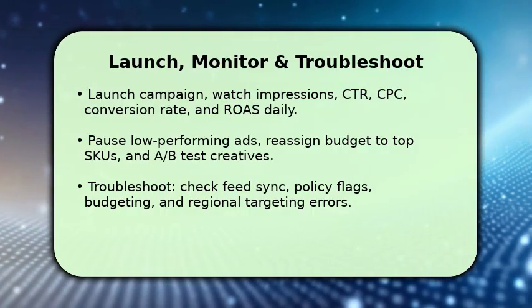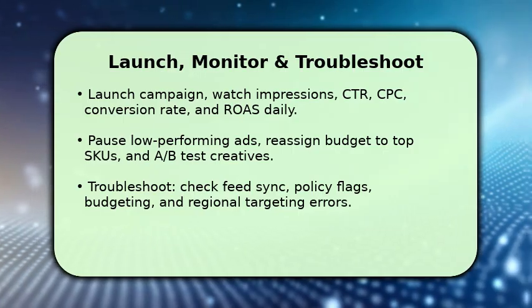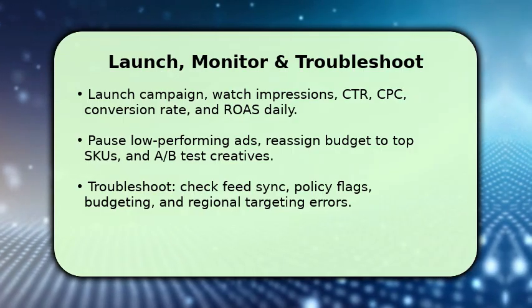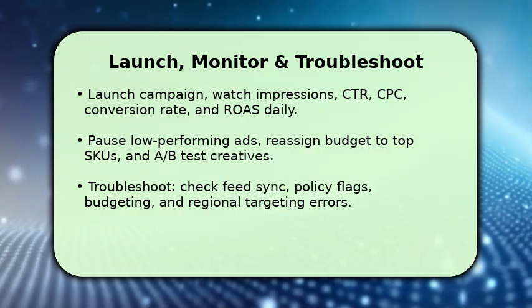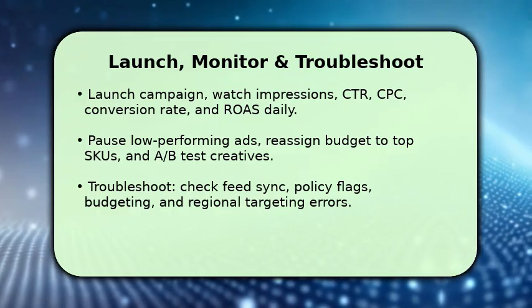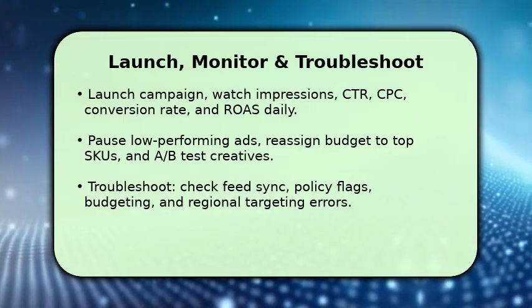Use short feedback loops. After 48-72 hours, reallocate budget to top-performing SKUs and pause ads that underdeliver. Once done, run A/B tests on creatives and titles to lift relevance. Make sure to iterate on bids and timing.